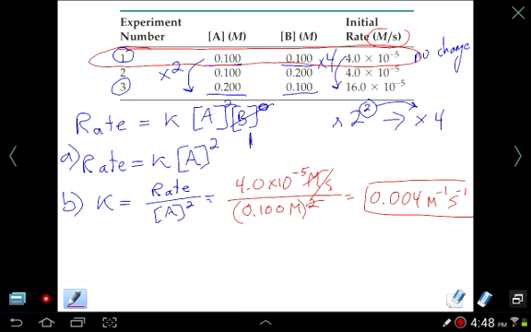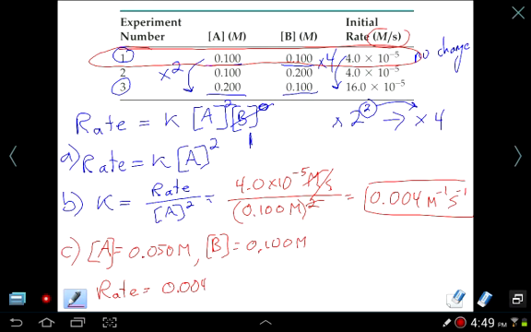And then in part C, we are asked to calculate a fourth experiment in which the concentrations are given to us. The concentration of A is given as 0.050 molar, and the concentration of B is given as 0.100 molar. So what we can do now is just plug these values into the rate law that we've determined using the rate constant.